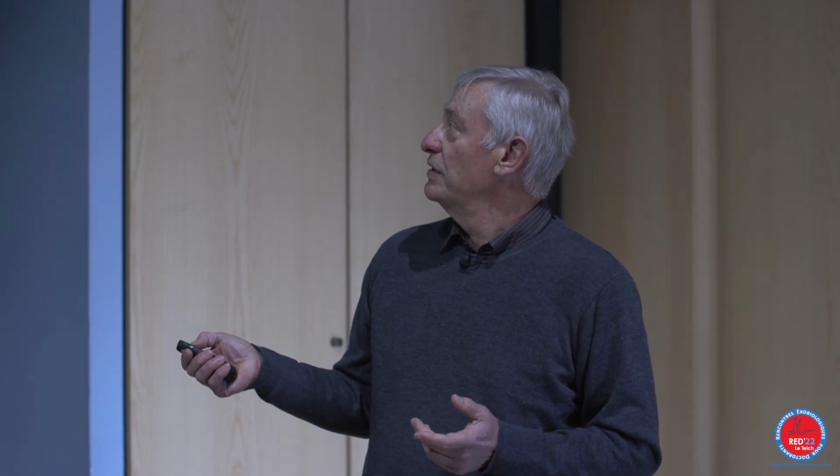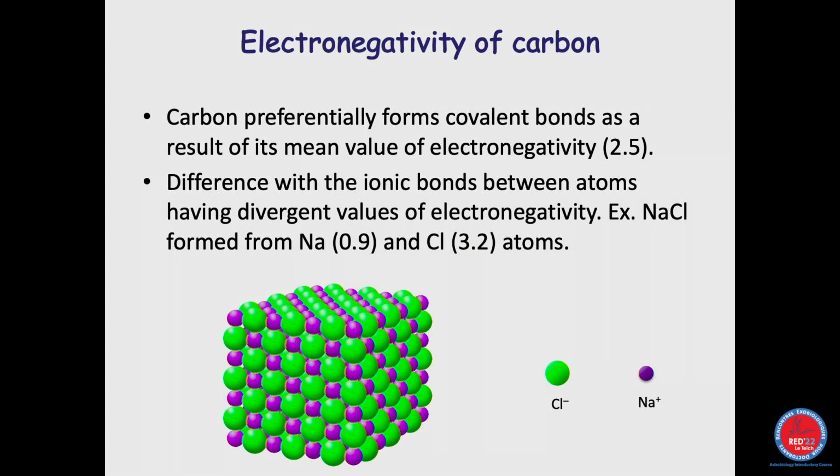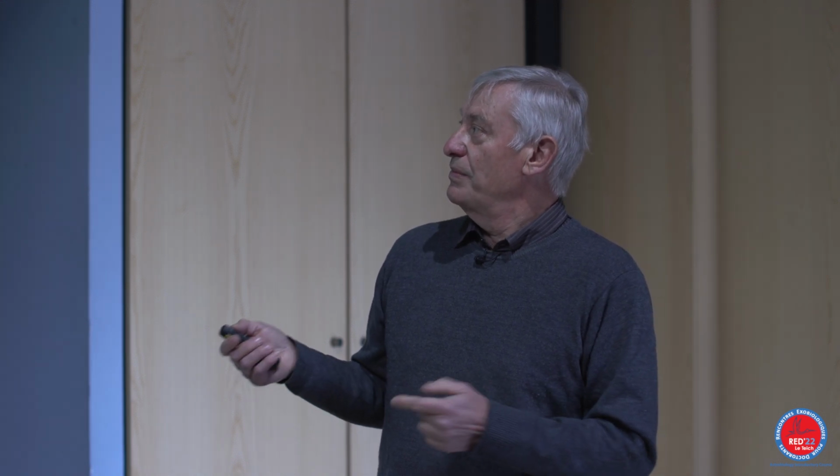And what is the difference with other atoms that tend to form ionic bonds, because they have divergent values of electronegativity, such as when you consider sodium chloride, for example, which is formed from sodium and chlorine, that have different values of electronegativity. When you make the reaction, you get sodium chloride, and sodium chloride in solution, you have a complete separation of ions. You have no bonds between chloride and sodium ion. And in fact, it's only in the solid, where every atom is surrounded by six atoms of the other element. And in fact, there is no specific bond between sodium and chloride in this case.